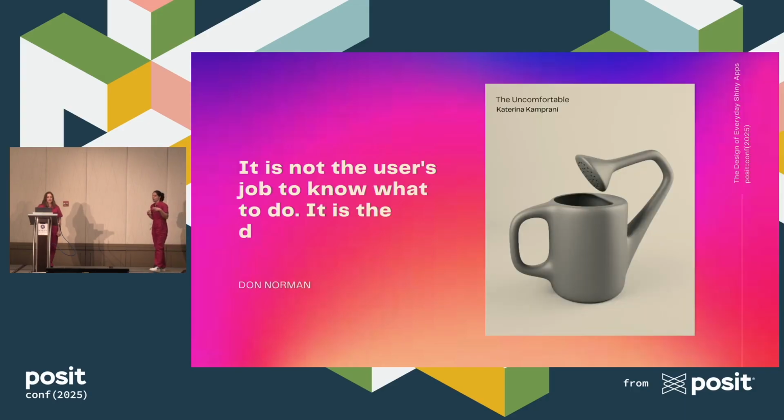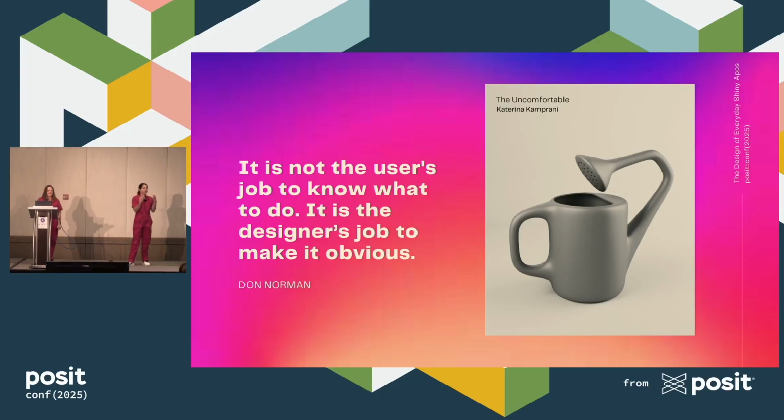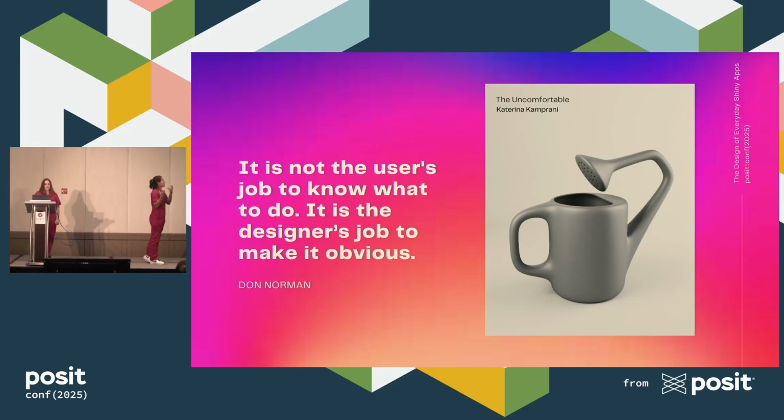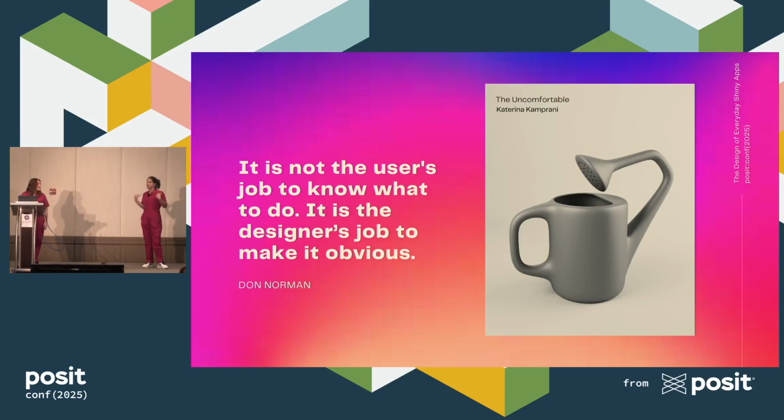In this talk, we'll be pulling imagery from Camprani's Uncomfortable series. We love this imagery because it so beautifully evokes the frustration of bad design. We noticed this morning that Jonathan's talk also used this imagery. His jumpsuit got lost in the mail, I guess.